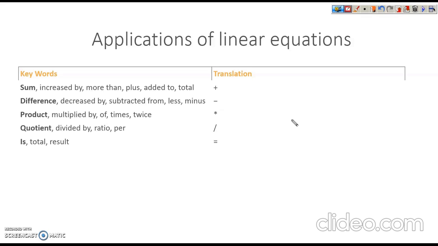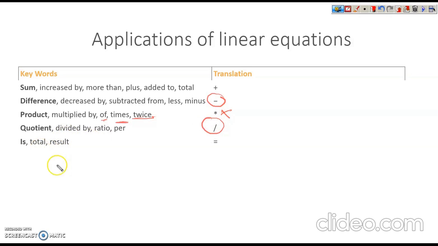They're not so hard, you just need to know that if the question says sum, increased by, more than, plus, like these things, then you need to put plus. If it says difference, decreased by, any of these terms, then you should put the sign of minus. If it says product, multiplied by, of, times, twice, then you should multiply. And if it says quotient, divided by, ratio, per, then you should divide.